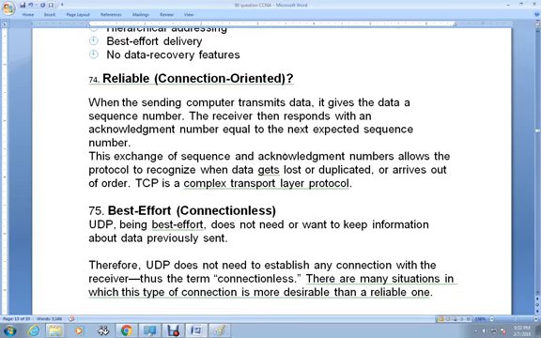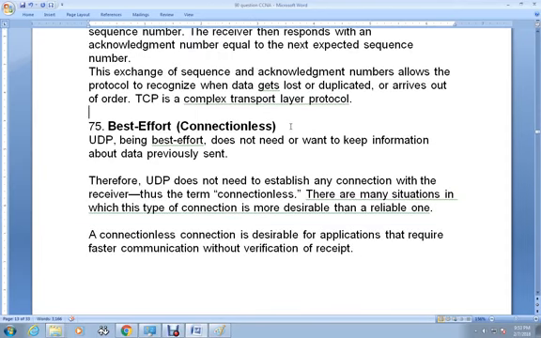This exchange of sequence and acknowledgement numbers allows the protocol to recognize when data gets lost or duplicated. If any duplication or data loss is there, there will be some difference in that sequence. In that condition, TCP works and tries to recover it, and if there is duplication, it will rectify that and remove it. This is a characteristic of TCP and why it is reliable, why you can trust it.